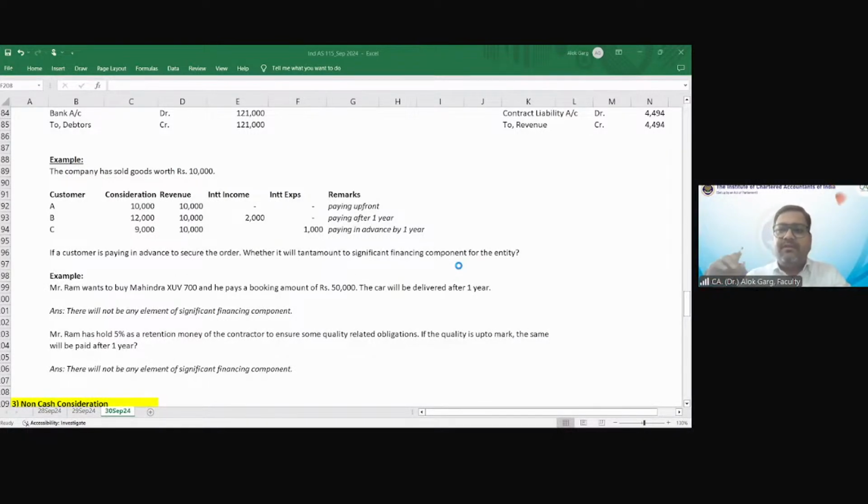But whenever the publisher is able to sell the books in the market, he will pay me the royalty. So I have delivered the performance obligation today, but I will get the royalty after 1 year, 1.5 years. Will I say that a significant financing component exists in this case? The answer is no. Why? Because this is not a fixed consideration. This is a variable consideration which depends on future events.